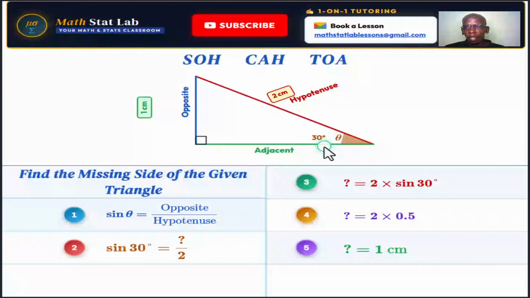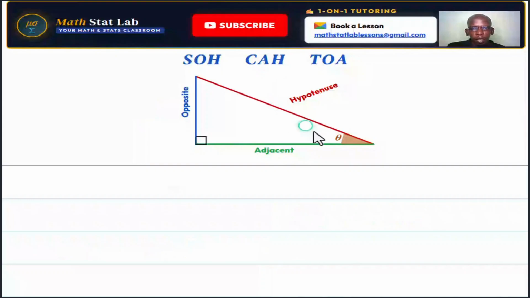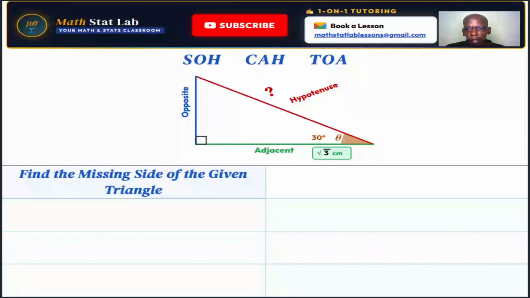How about if we are supposed to use cos? Let's try. Still with the same angle, let's say we are given the hypotenuse and we are given the adjacent. So the adjacent is √3 centimeters, and we have to find the hypotenuse, but we are also given the angle, which is 30 degrees. So from there, of course, we have the hypotenuse and the adjacent.